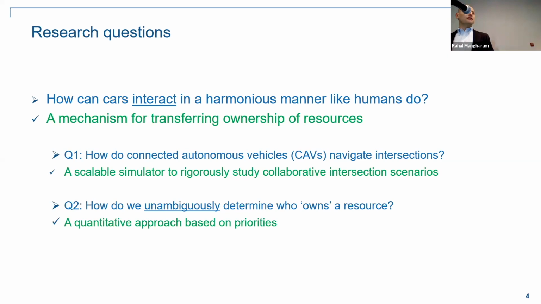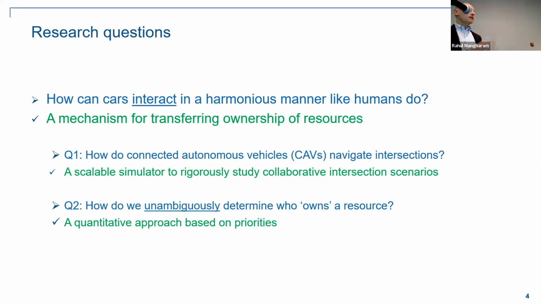So we introduce a digital currency. One actor can buy the right of way of another actor, and hopefully everyone is happy. And how do we do that? First of all, the first question that we need to answer is, how do connected autonomous vehicles navigate intersections?